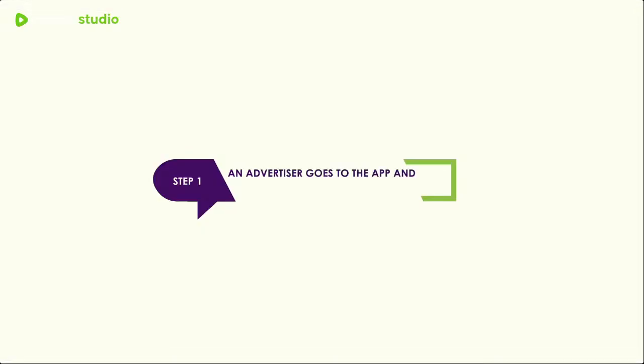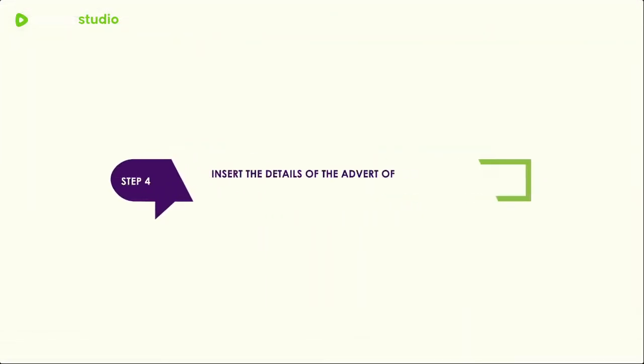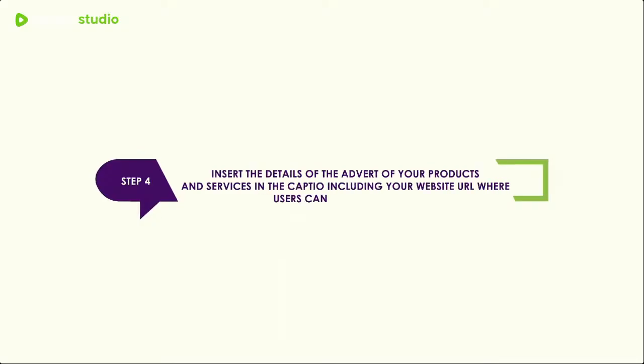1. Go to the app and choose Post an Ad. 2. Select content you want to advertise on your banner from the gallery. 3. Select countries where you want your advert to show. 4. Insert the details of the advert of your products and services in the caption space, including your website, where your users can be redirected.